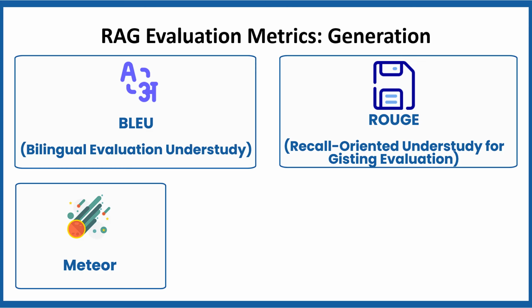METEOR stands for Metrics for Evaluation of Translation with Explicit Ordering. METEOR measures similarity, but it is more flexible than BLEU because it considers synonyms, word stems, and paraphrasing. It penalizes incorrect word order but allows more natural variation in how sentences are written. It often correlates better with human judgment than BLEU because it cares about meaning, not just exact words. For example, if you say kids instead of children or buying instead of purchasing, METEOR still gives good credit.